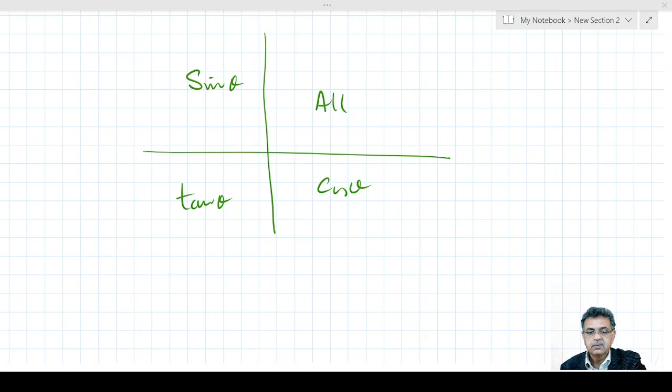I have tried to explain in a different way. So I wish that if you remember them in the same context of the x and y axis, I think then you can remember it for a longer time.